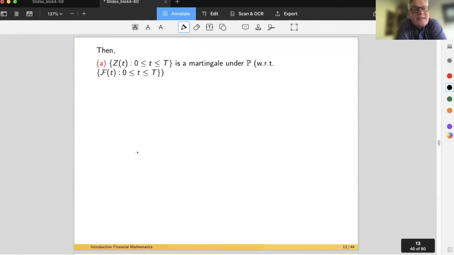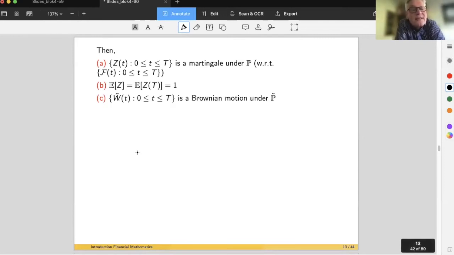First of all, Z_t with t between 0 and capital T is a martingale under P, with respect to this filtration script F_t that we have just discussed. Again, this is known. The other thing that is already known to you is that in expectation, Z_t is equal to the expected value of Z is equal to 1. The third one is also known, that is that the W tilde t, 0 less or equal to little t less or equal to capital T, is a Brownian motion under P tilde.